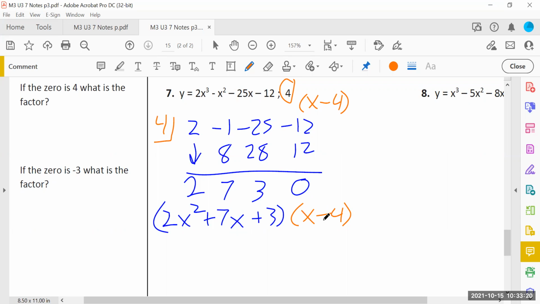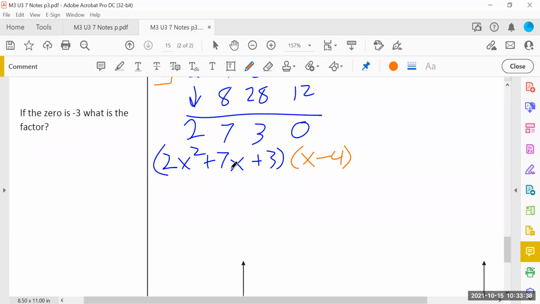You can put the x minus 4 in front. As long as you have these 2 sets of parentheses, you've got a factored form of the original one. But it's not fully factored. I need to keep going. 2x squared plus 7x plus 3 should factor. If it doesn't, I need to use the quadratic formula. So let's try it. I know it's got to be a 2x and an x. That's the only way this is going to work. They purposely picked ones that work out fairly nicely here.